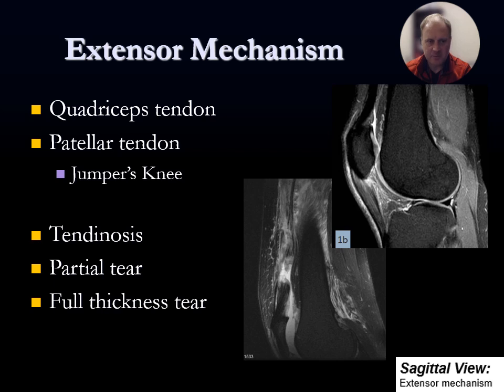Here's some examples of abnormalities in the extensor mechanism: a full thickness quadriceps tear, and then some fairly high-grade looking patellar tendinosis with maybe some partial tear along the deep margin. That would be a good look for jumper's knee.